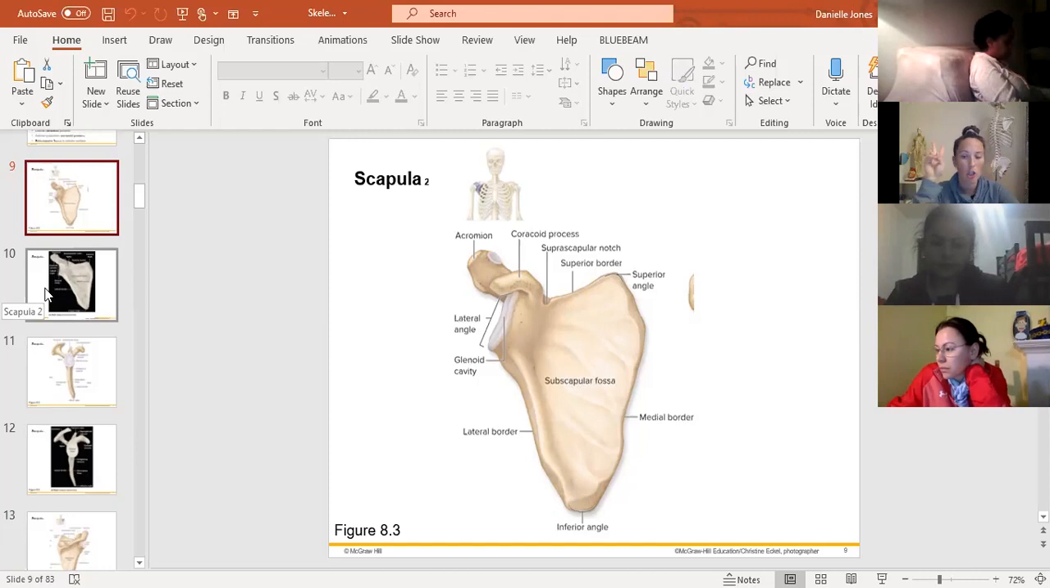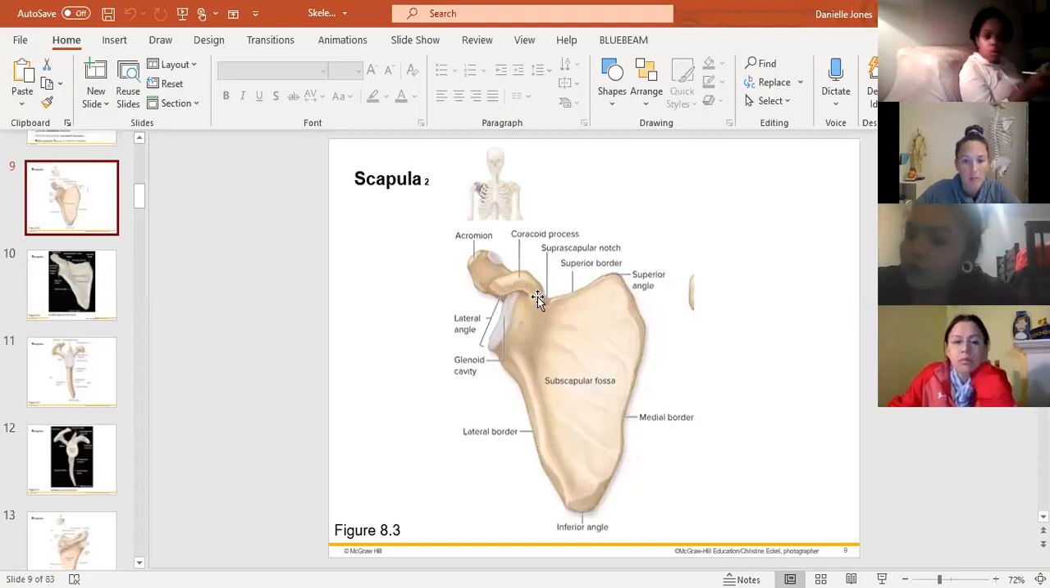Then we have two structures that you can see from this side. We have three. We have this one right here. This is the coracoid process.